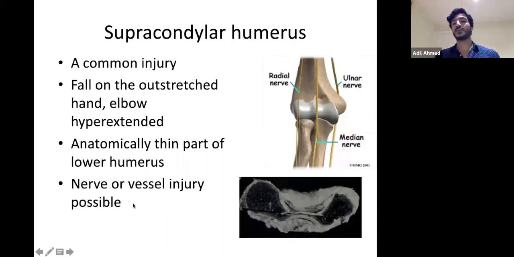Sometimes there is nerve or vessel injury, as we describe. Vessel injury, again, rare, but can happen. And these can sometimes be open, which then usually necessitates discussion with plastics or vascular if there is a concern with the brachial artery.